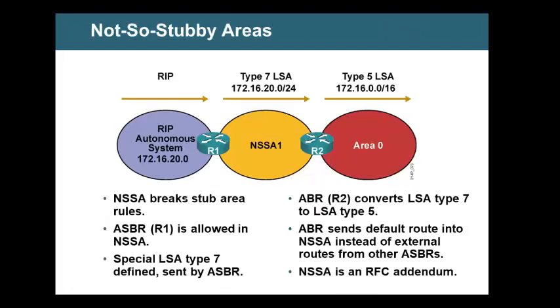Now, not so stubby area. It breaks the stub area rule. Stub area will never allow 4 and 5, so other RIP routes cannot come in. So it breaks the stub rule means what? It allows the RIP route to come in. Now, ASBR is allowed in NSSA.